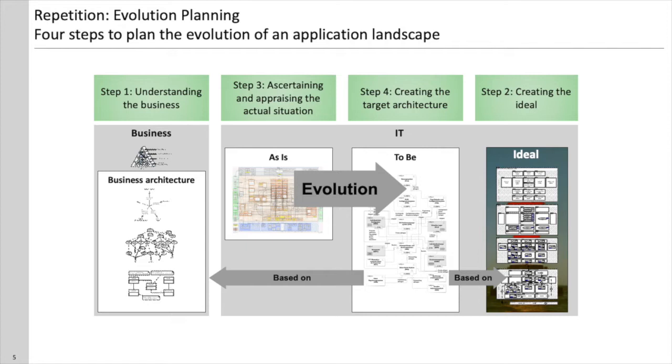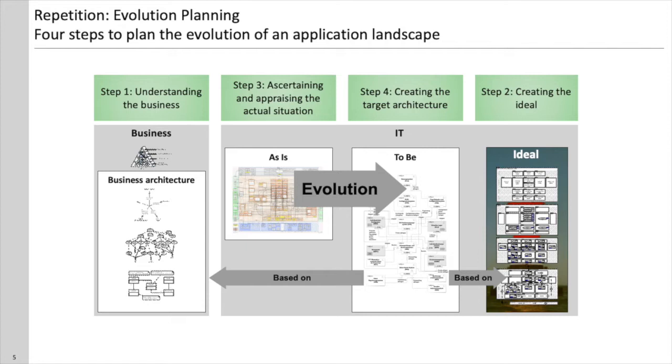Now, after step 1, understanding the business, and step 2, creating the ideal, we look at the as-is situation. And the as-is situation is what's really there. When we talked about integration, we said now we talk about the as-is. We talk about the physical world. We talk about real applications on real systems and actual integration necessities. This is what we look at in step 3. We ascertain and appraise the actual situation, and how that is done we'll talk about today.